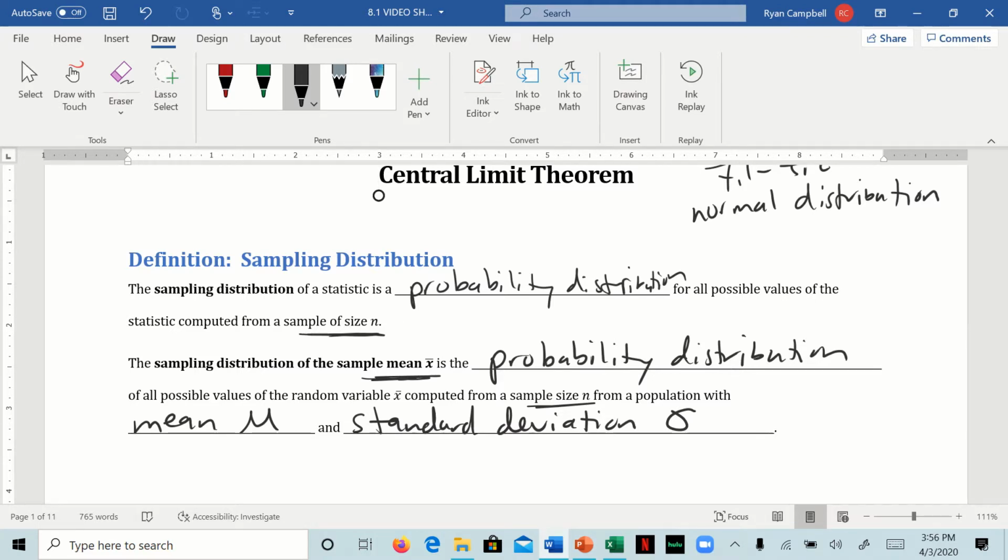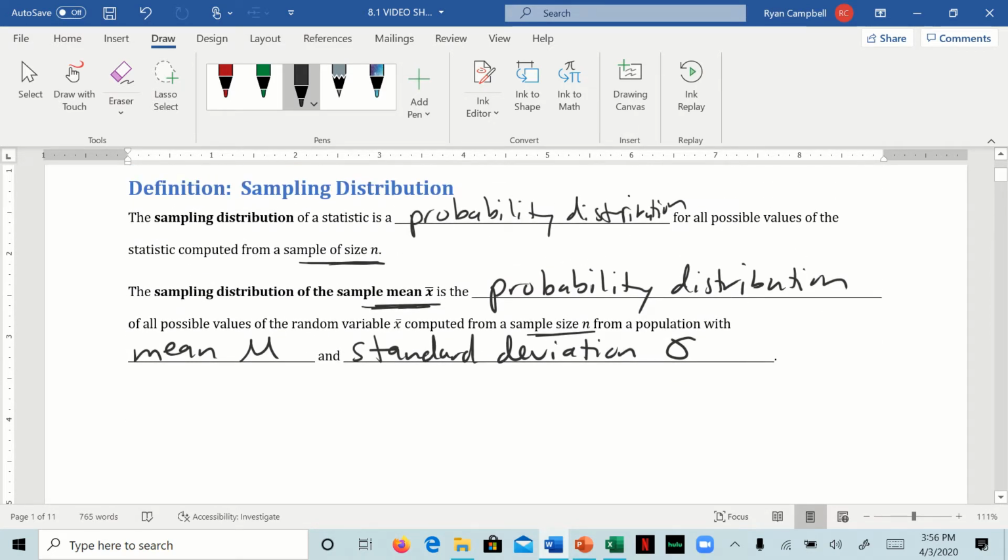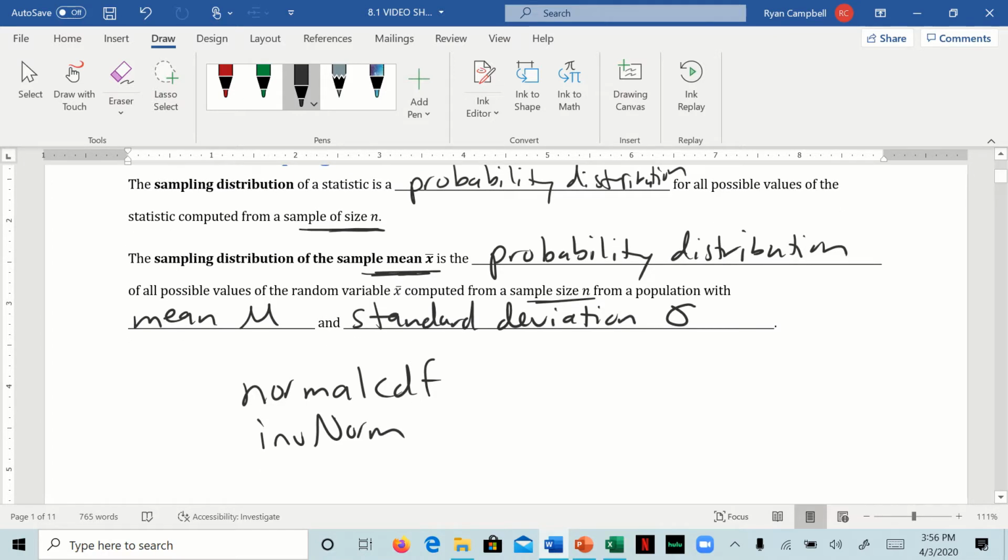Basically, we want to know if we can do a normal distribution. We want to be able to do things in our calculator. If it gives you stuff and says you want to use either normal CDF or inverse norm, this is what we want to do. We want to be able to use inverse norm or normal CDF, essentially. We want to know that we are dealing with a normal distribution.